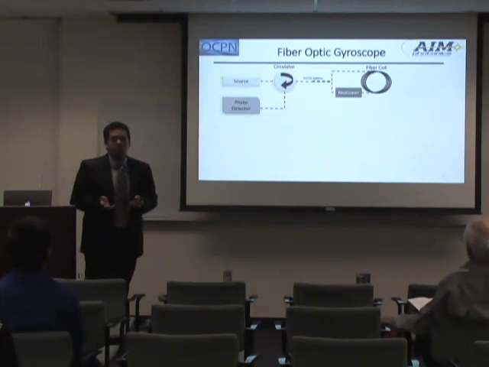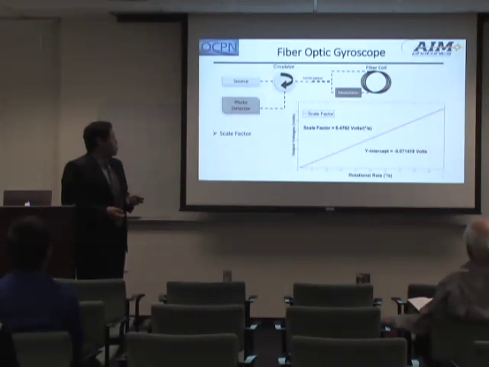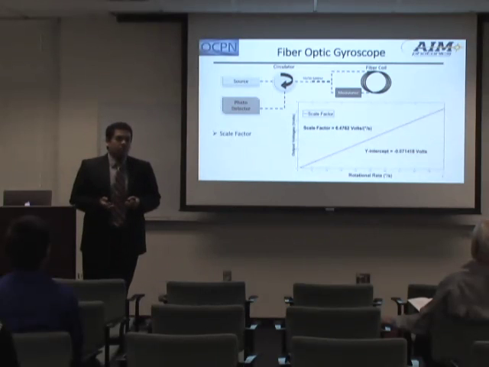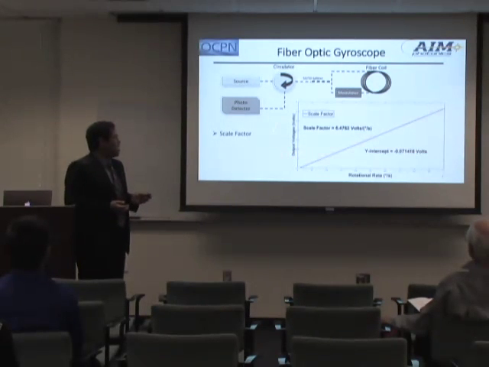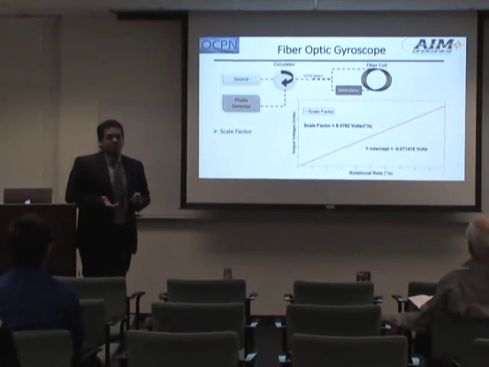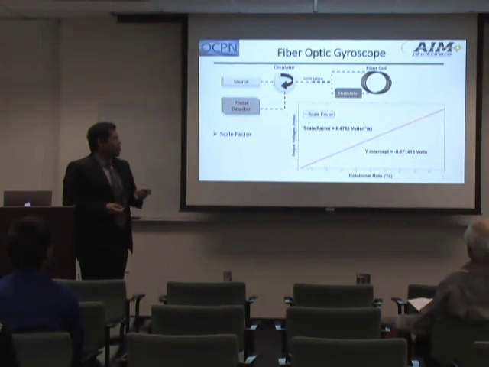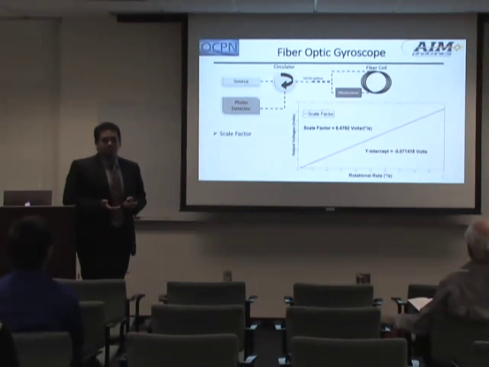There's also a few important variables that we should at least hear about. So the first is something called the scale factor. So the scale factor relates the rotational rate of the optical gyroscope to the voltage that is detected at the photodetector. And so this is sample data that was processed using MATLAB, so it wasn't done by me, but it demonstrates that the scale factor is pretty linear in an optical gyroscope.